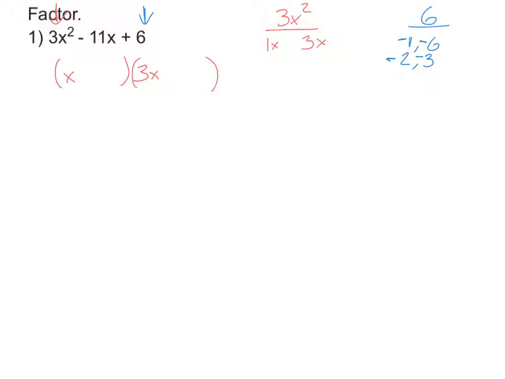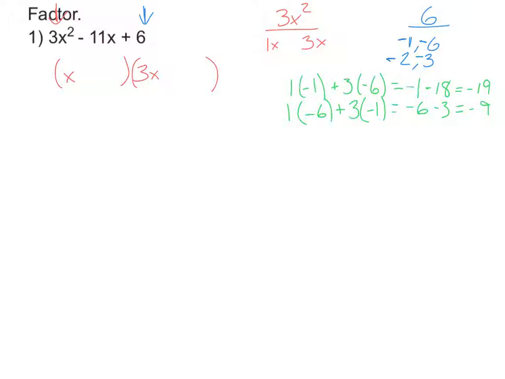So let's deal with this here. If I were to take the 1x times negative 1 and add 3 times negative 6, that gets me a result of negative 1 minus 18, for negative 19. Not going to do it. How about if I take the 1 from the 1x times the negative 6, and then I add 3 times the negative 1. Well, 1 times negative 6 is negative 6. 3 times negative 1 means minus 3. So we come up with negative 9. Not going to do it. So this one isn't going to work, because I've tried to take each of them times the 3 and then combine like terms. It's not going to help. So let's try the next one.